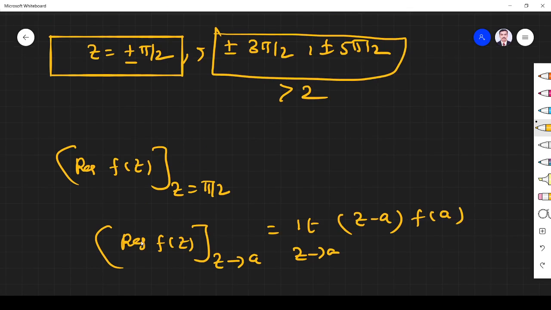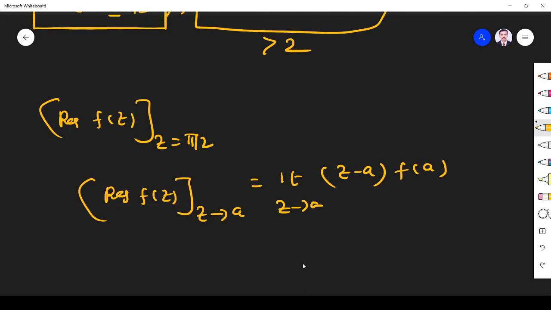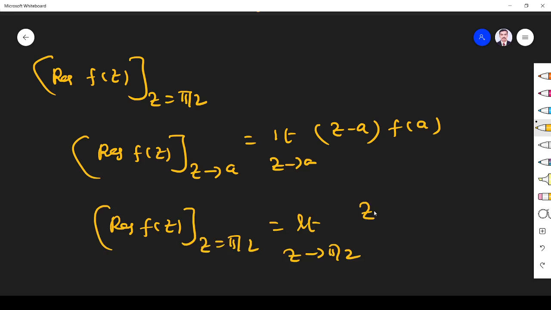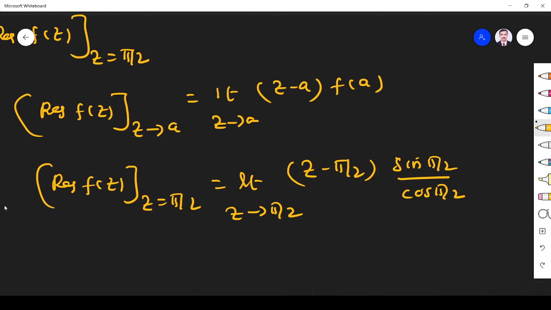So what is f of z? We know f of z is tan z. So a is pi by 2 here. So residue of f of z at z is equal to pi by 2 is limit z tends to pi by 2, z minus pi by 2, into sin pi by 2 divided by cos pi by 2, right? Okay, so sin pi by 2 divided by cos pi by 2, so it will become infinity.